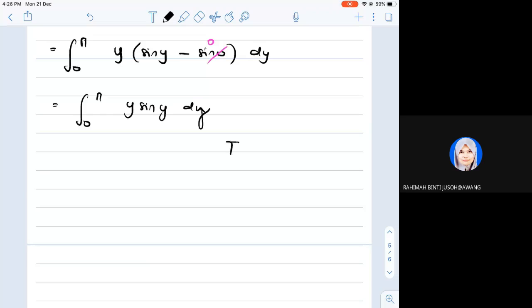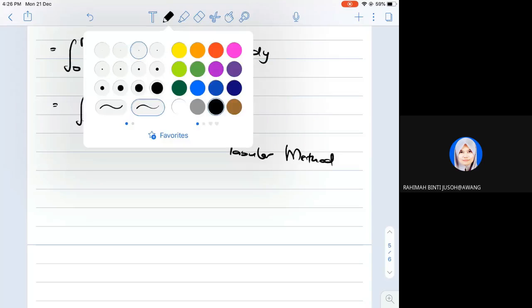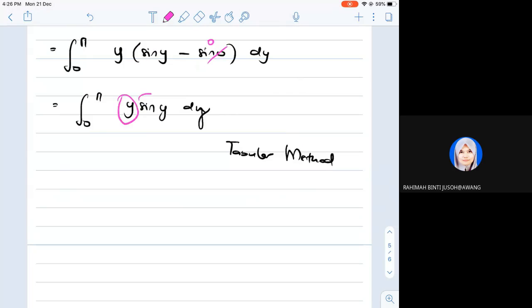We can use the tabular method, guys. Still remember in chapter 2? Tabular method. Why? Because we have two types of functions, y and sin y, multiplied. When you use the tabular method, we should have a differentiation column and an integration column.